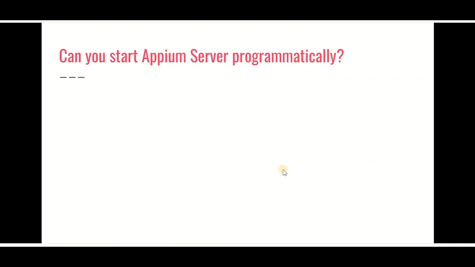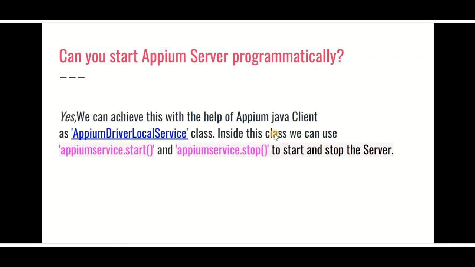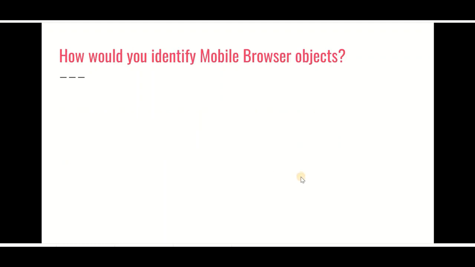Okay, so next question, question number 10: can you start the Appium server programmatically? Yes, we can achieve this with the help of the Appium Java client's AppiumDriverLocalService class. So in the Appium Java client, there is a class called AppiumDriverLocalService. Inside this class, we can use the appiumServer.start method to start your Appium server, and there is another method called appiumService.stop to stop the server programmatically. To see exactly how it works, please check the link below in the description. I have a complete separate tutorial for this. The next one.